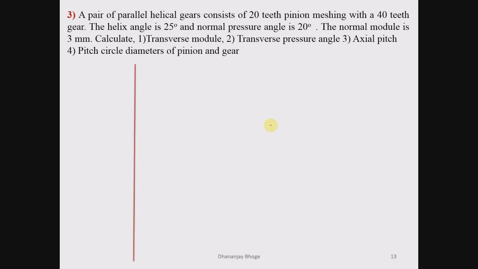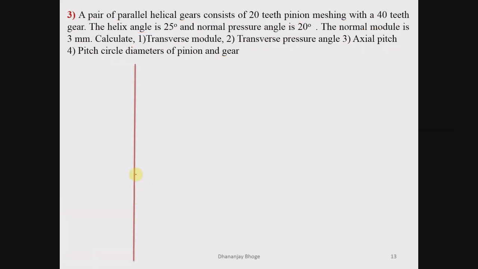नाउ लास्ट वन, न्यूमेरिकल नंबर 3. राईट डाऊन दिस क्विकली, म्हणजे तुमचा नंतर त्रास वाचला यायचा. ए पेअर ऑफ पॅरलल हेलिकल गिअर्स कन्सिस्ट ऑफ 20 टीथ पिनियन मेशिंग विथ ए 40 टीथ गिअर. ओके, हेलिक्स अँगल इज 25 degrees. Normal pressure angle is 20 degrees. Normal modulus 3 millimeters. Calculate transverse module, transverse pressure angle, axial pitch and pitch circle diameters of pinion and gear.